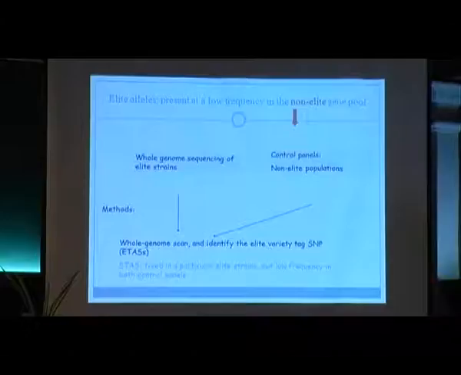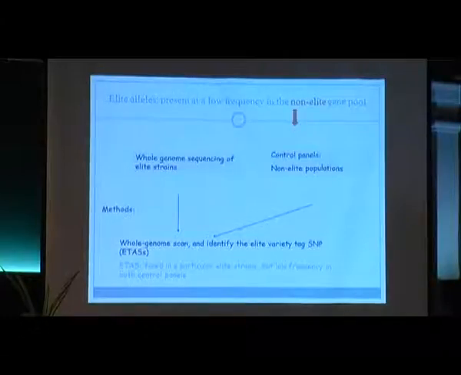Three years ago, when I began my research as a graduate student, I began to think about that question. And I think maybe the idea can be straightforward. By comparing the genome of an elite strain with the non-elite populations, probably I can identify some clues, identify those elite variety tag alleles, or elite variety tag SNPs, that are fixed in a particular elite strain, but are at low frequency in the non-elite populations.